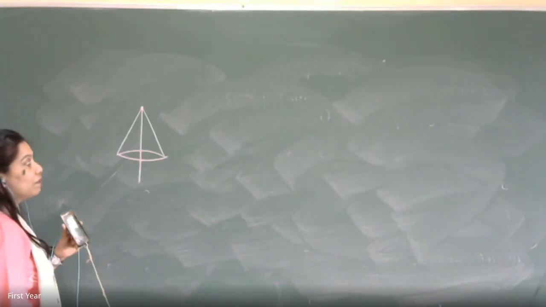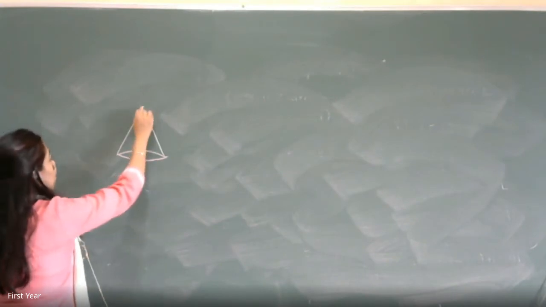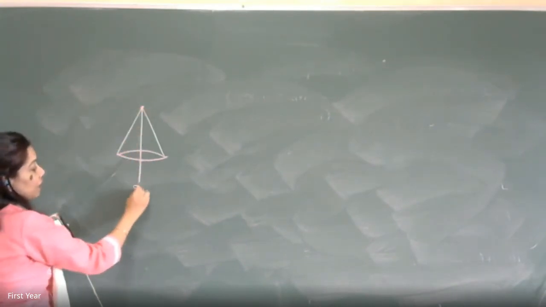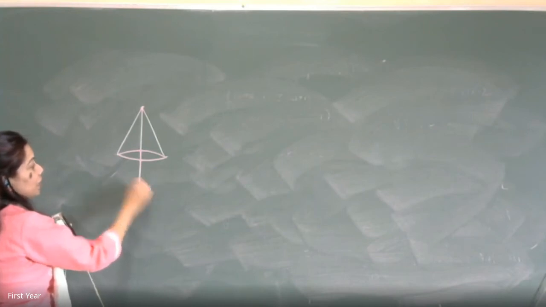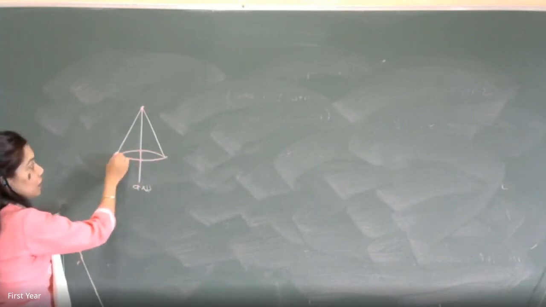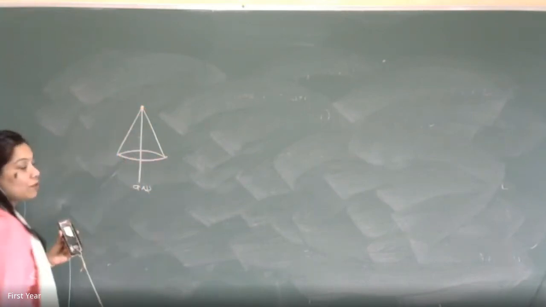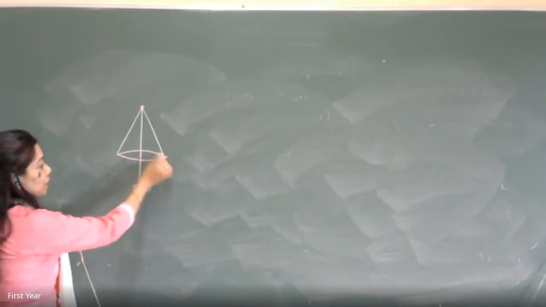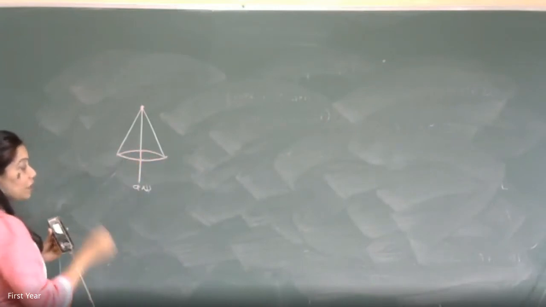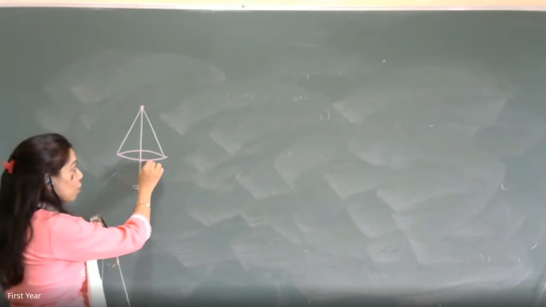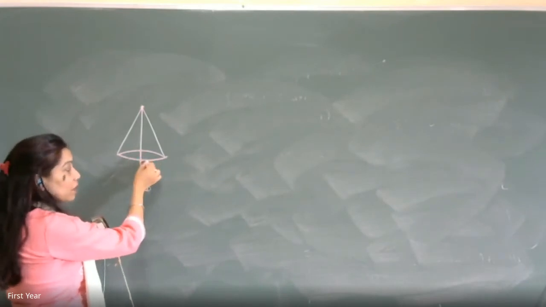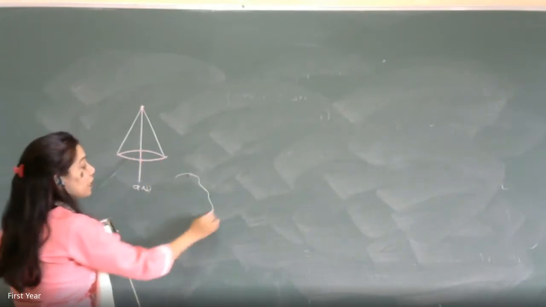Right circular cone, how did we get it? You were moving a line about another fixed line. The fixed line was the axis, the line which is moving is the generator, and the fixed point was the vertex. And it was moving along the circle. Now, if the circle is not a proper circle, but some other curve, maybe like this.